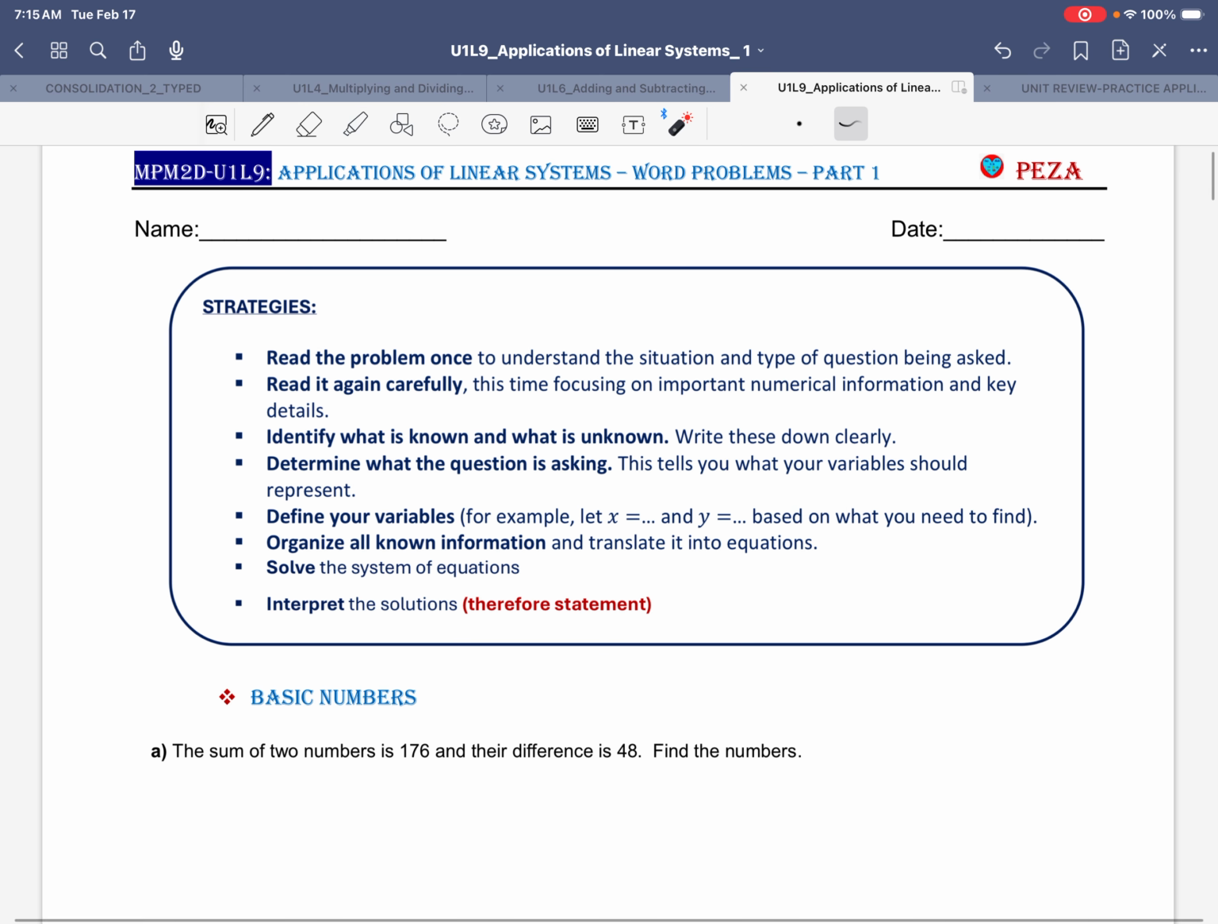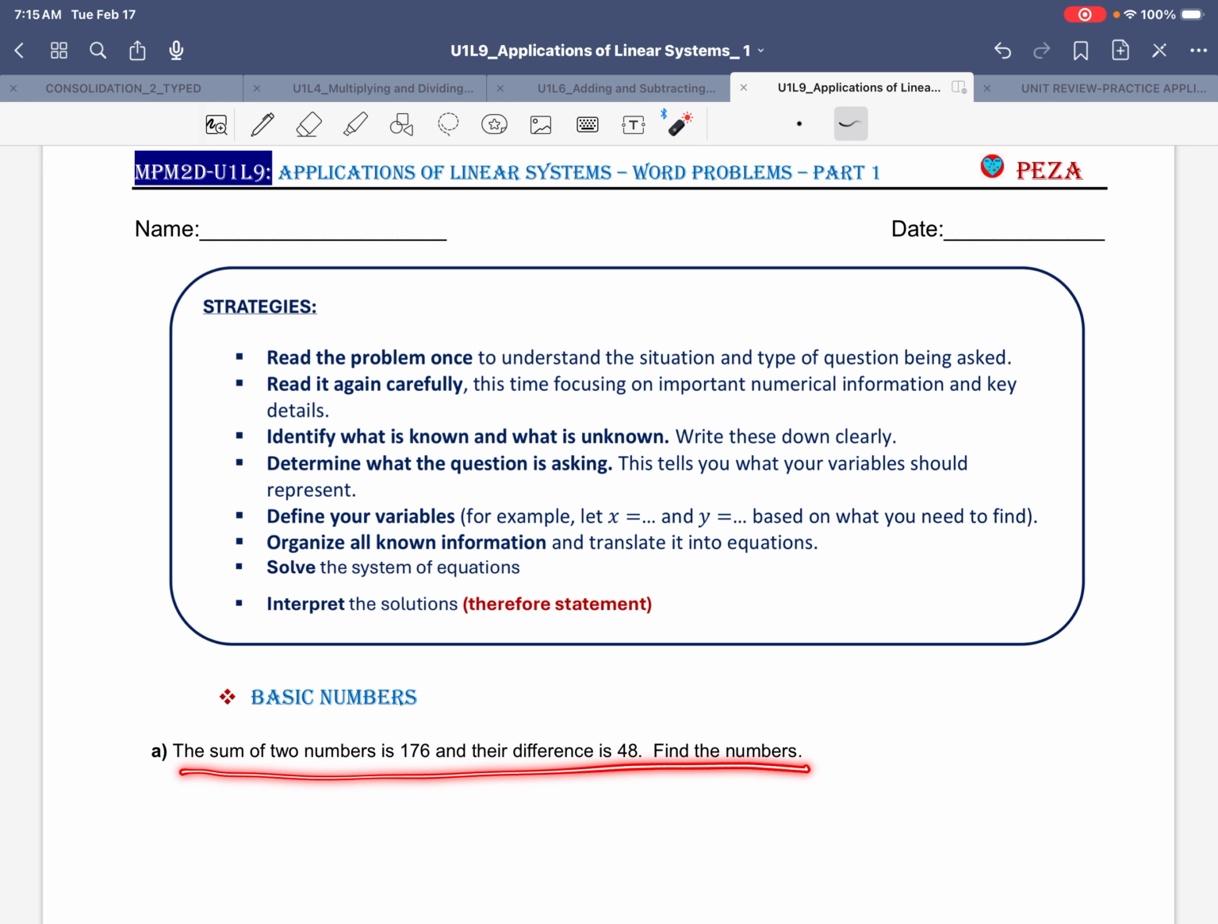I'm going to read this for the first time. The sum of two numbers is 176 and their difference is 48. Find the numbers. So first time I read it, I understand that this is a number question. Now, next I'm going to read it thinking of what I'm given and what I'm asked to find. So in other words, we have to read the second time with purpose. And now we know what our purpose is, to find numbers, right? Missing numbers. So we have two numbers and we have to find the two numbers.